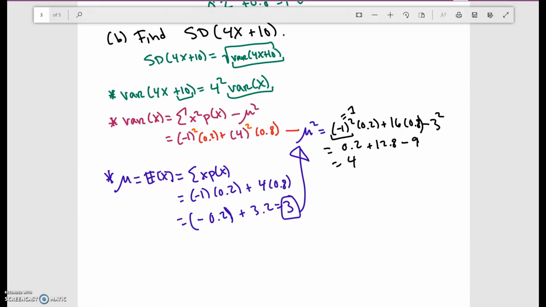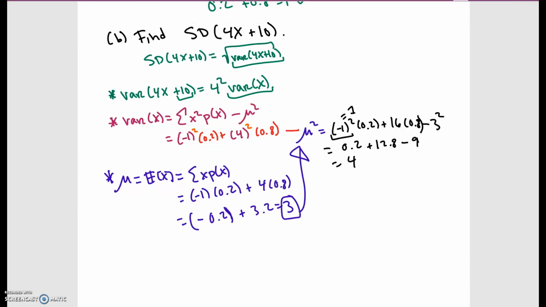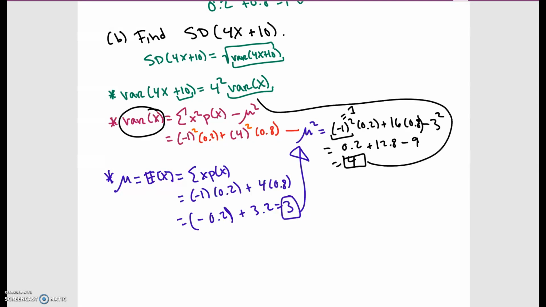Just double check with me that that's actually the answer. So that was the variance of x. This 4 is just the variance of x. Now that I have this, let me go back and put that in there. Here I have 4 squared, which was 16, and I know the variance of x is equal to 4. So I take 16 times 4, and that gives me 64.